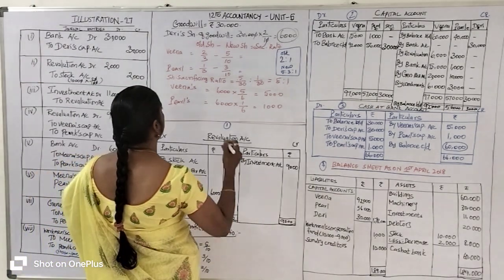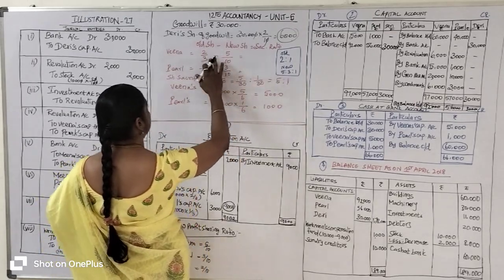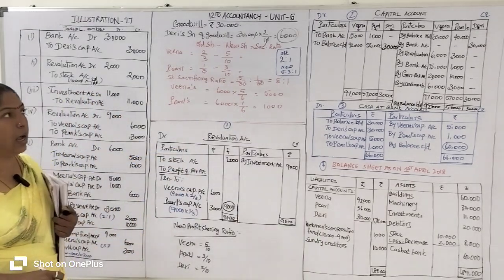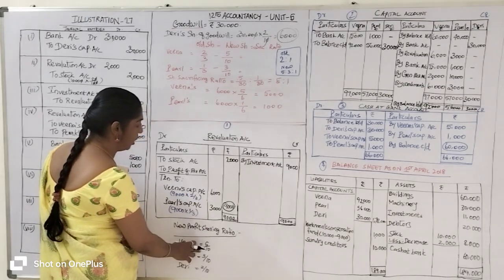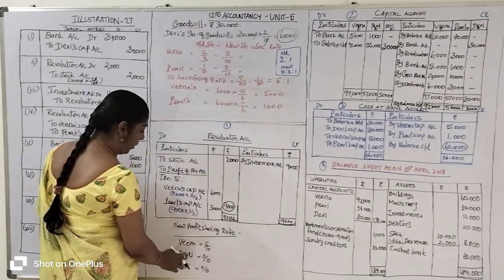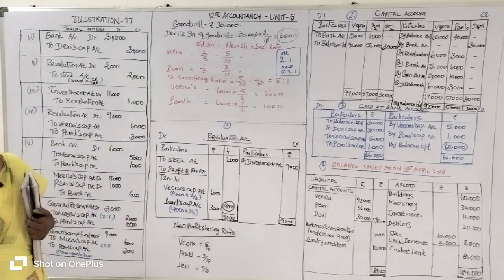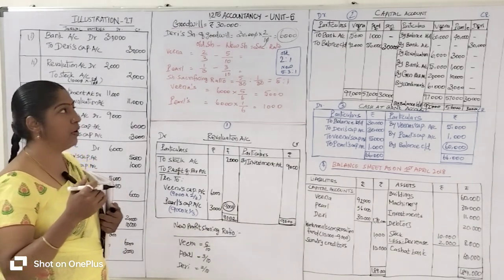Venus's old share is 2:1, which means 2 by 3, and Pearl's old share is 1 by 3. Right? And Venus's new profit sharing ratio is 5 by 10, and Pearl's new profit sharing ratio is 3 by 10. Now we need to subtract the new share and old share, and we will get the sacrificing ratio.